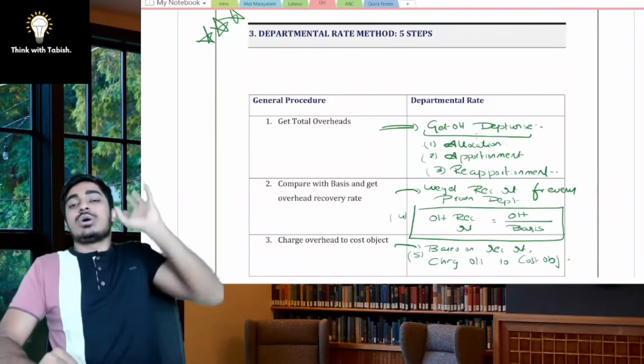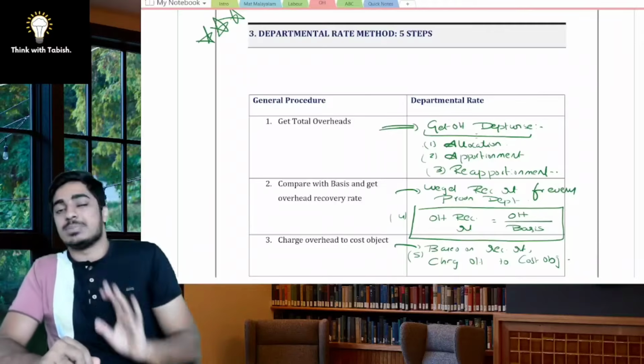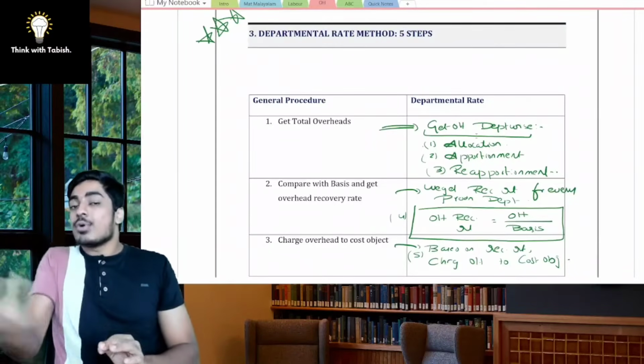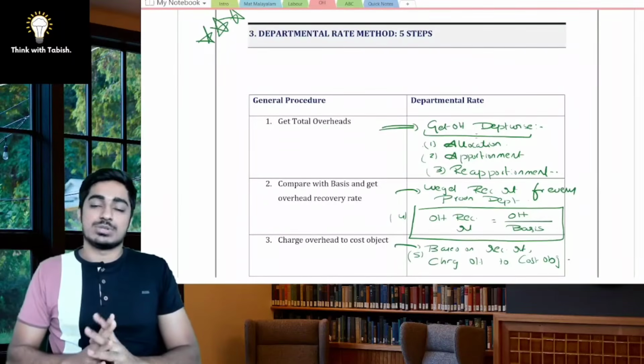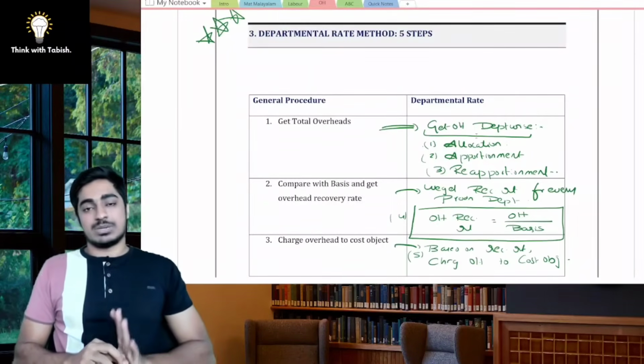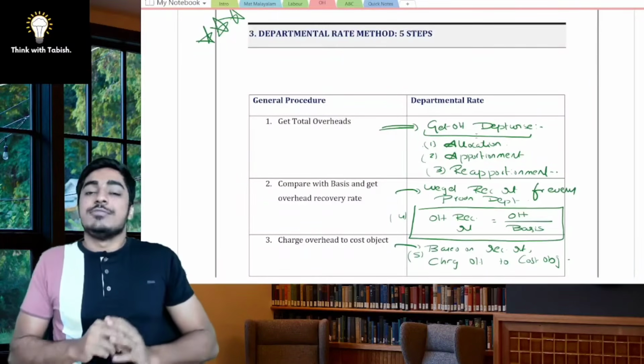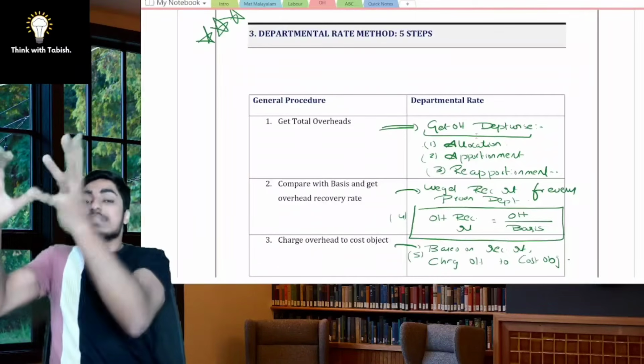What is allocation? Cost is directly available, we put it to that department. What is apportionment? We have common cost, we need to distribute between various departments, we call it apportionment. Next, we have reapportionment. What is reapportionment? We transfer the cost from service departments.